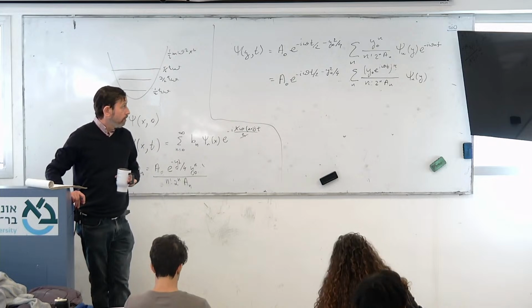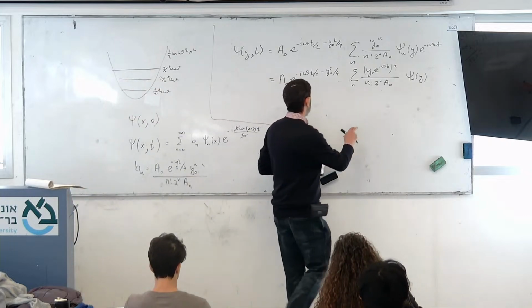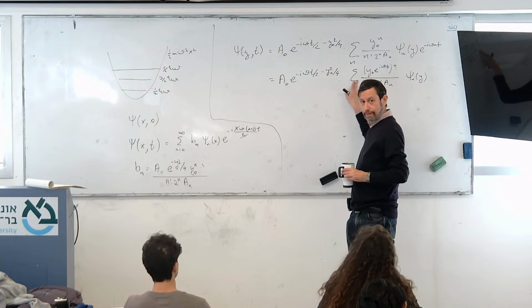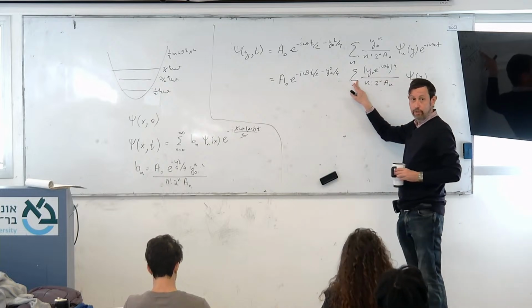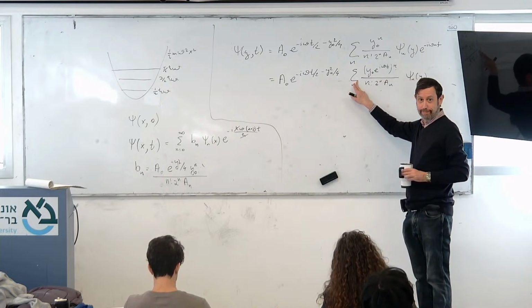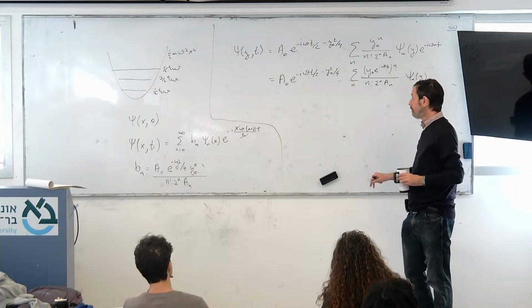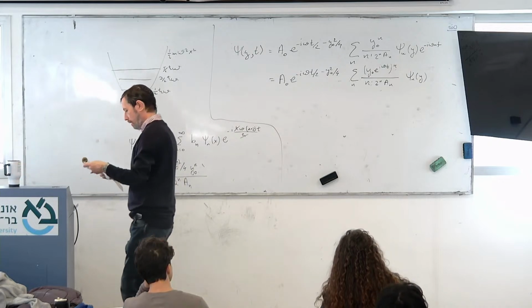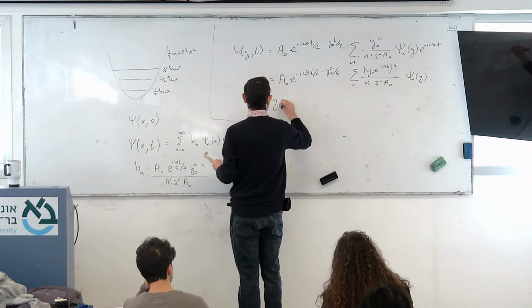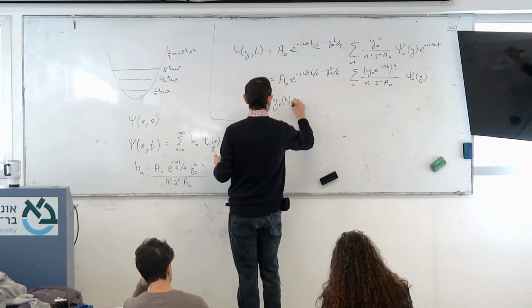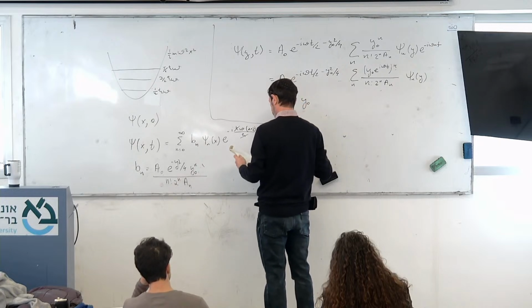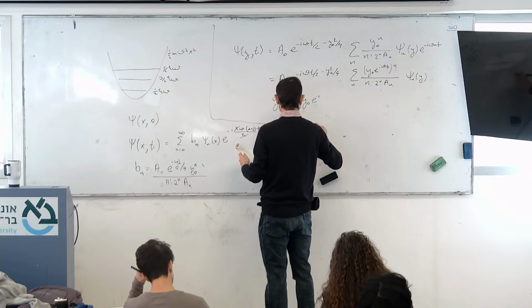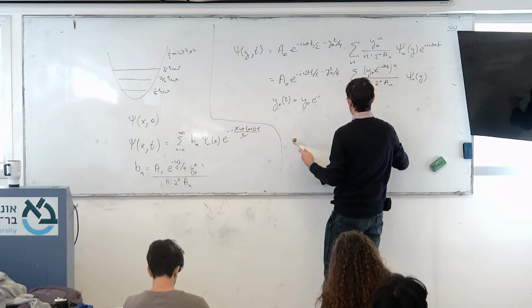Why? Because up to constants outside, this is exactly the expansion of a Gaussian. And we can write it down as y0(t). Should be a minus here.